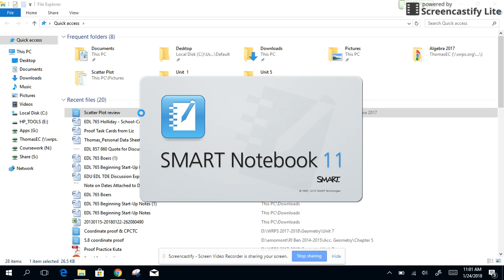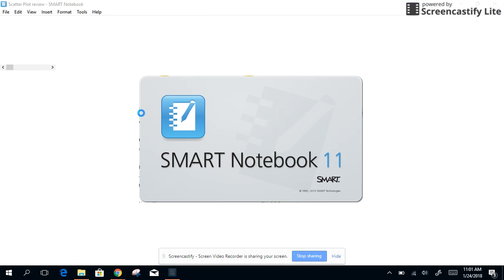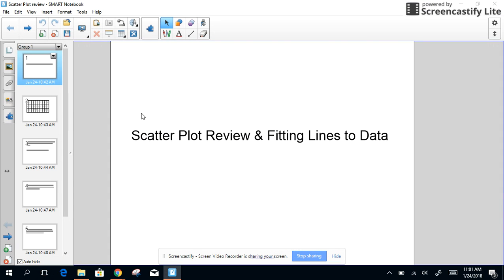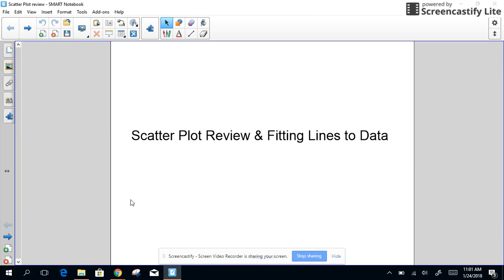Today we will be talking about scatter plot review as we wait for the smartboard file to open up. There we are. So this is just a quick review of scatter plots and fitting lines to data. In order to do this, we need to recall everything about writing equations of lines. And the biggest thing is that we need to have slope and that we have to have a y-intercept.